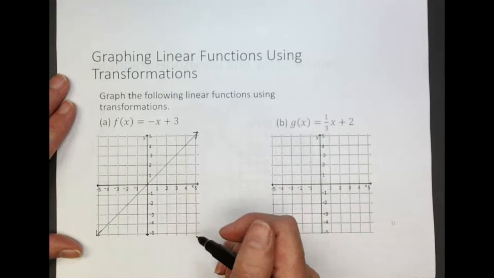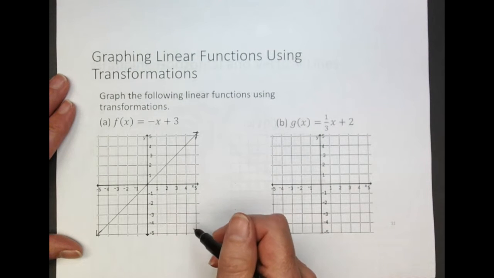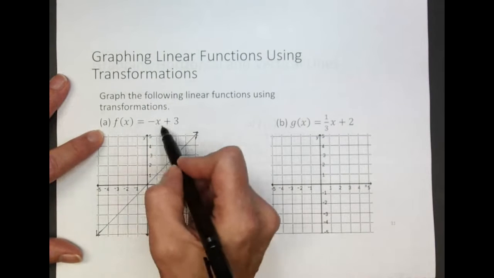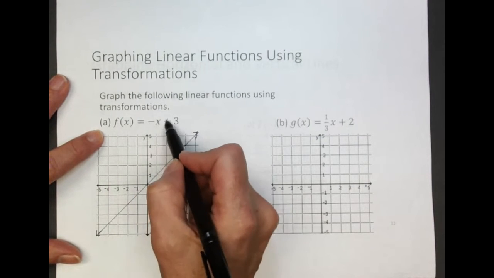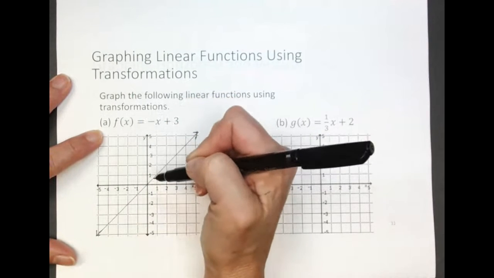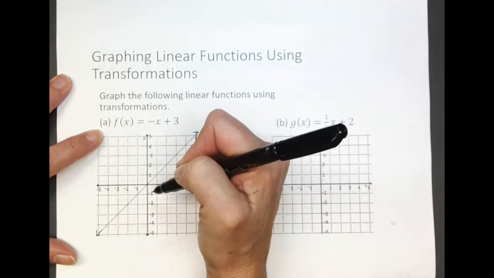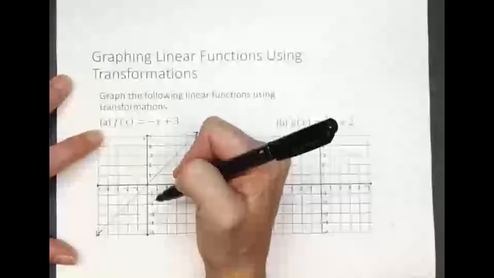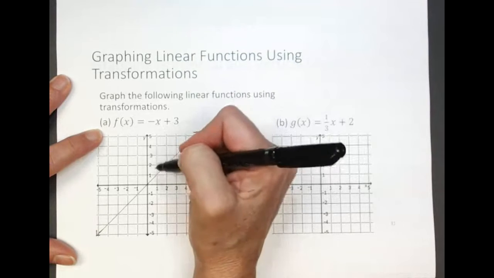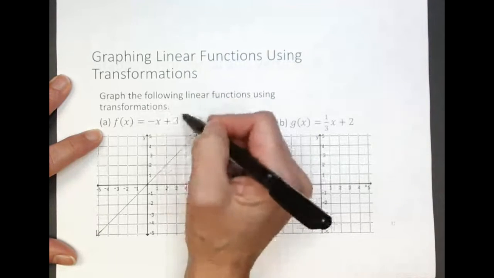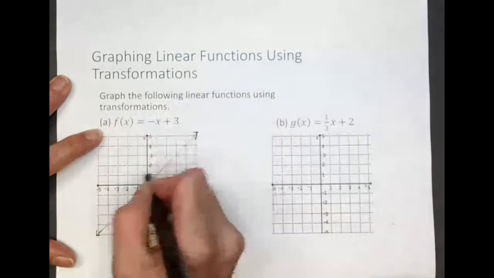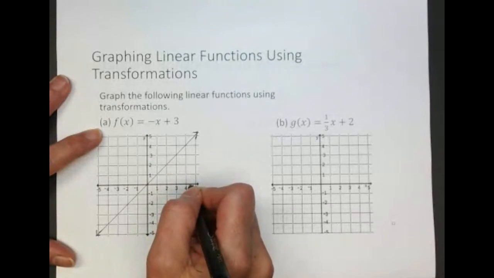Recall that vertical reflections make the whole function negative. This f of x, as it's presented here, negative x plus 3, only the x is becoming negative. And with linear functions, it honestly doesn't matter a whole lot, because you can do it either way. It's best to start with what is most apparent. So I would say that this is going to be a horizontal reflection.